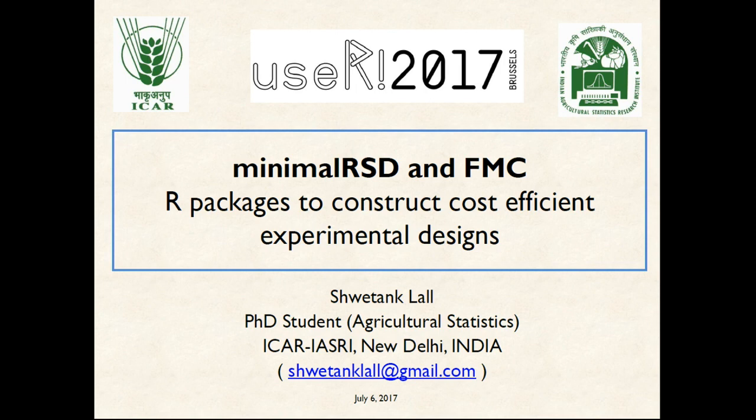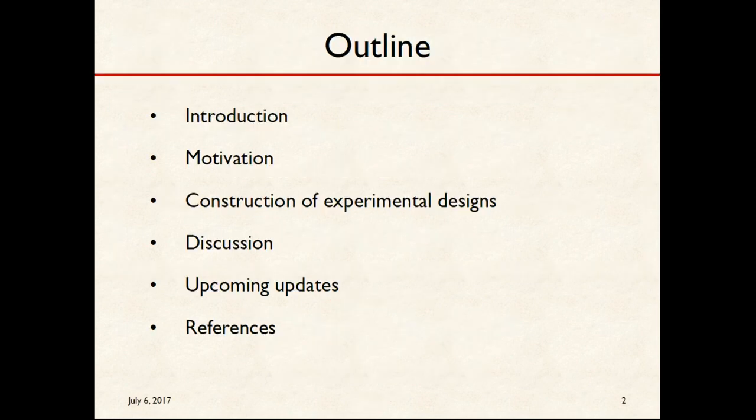So what happened, we recently developed some new methodologies, especially in design of experiments, and we communicated our paper to a journal, and the journal was very happy to accept our paper, but they told us that, yeah, SAS codes are good, but can you make something in R? So that's why we developed 2 R packages. One, FMC, focuses on factorial experimental designs, and the second one is minimal RSD, which focuses on response surface designs.